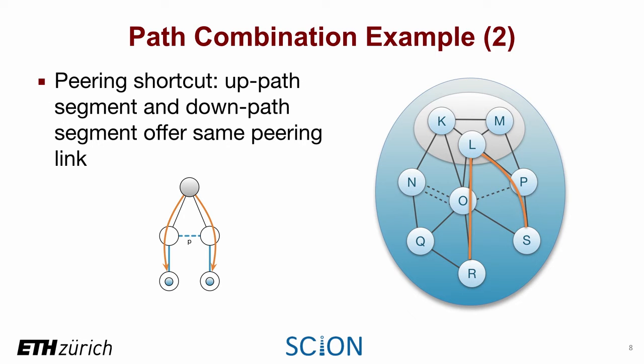In a second example, we're looking at a shortcut, specifically a peering shortcut, where an up path segment and a down path segment offer the same peering link. In this example, the source host in R intends to communicate with the destination AS S, and we see there's a shortcut link between ASs O and P. Now the sending host can make use of this shortcut by sending a packet directly across the path R-O-P-S.